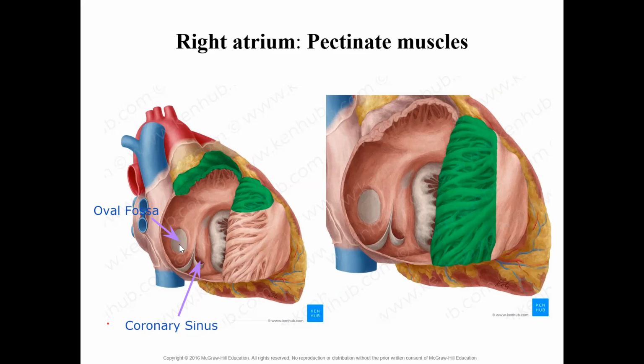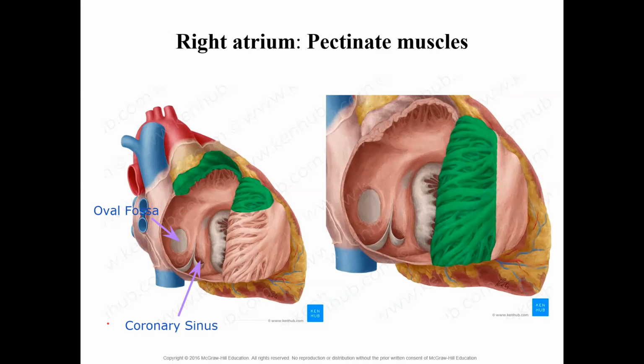After birth, this foramen is covered by the muscular flap, and we don't have any opening after that. It takes about 48 hours after birth for this foramen to become completely closed. And we can see the remnant of the foramen as a depression here, which we call oval fossa.